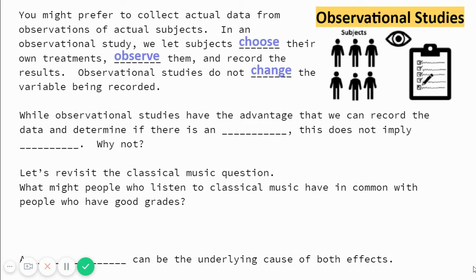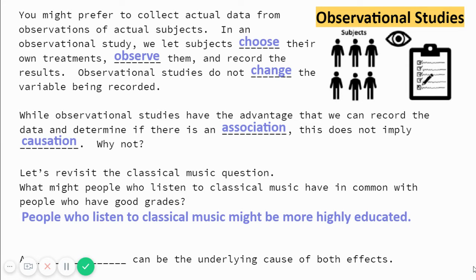Now, observational studies do have the advantage of recording the data and determining whether there's an association, but that does not imply causation. Why not? Because the only time we can ever determine causation is when we are doing an experiment in one of the physical sciences, and it can be endlessly reproduced and reduced to mathematics. Why do we not imply causation?